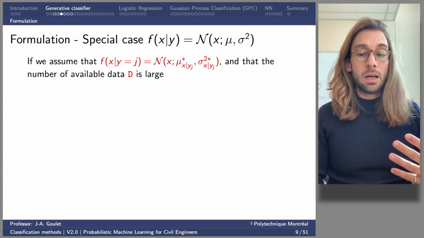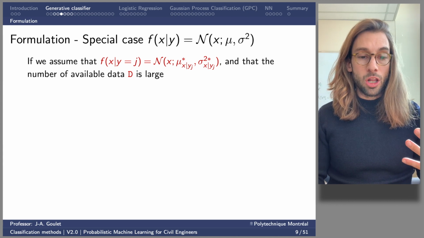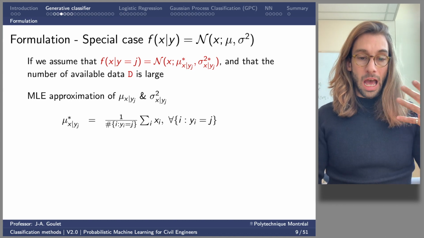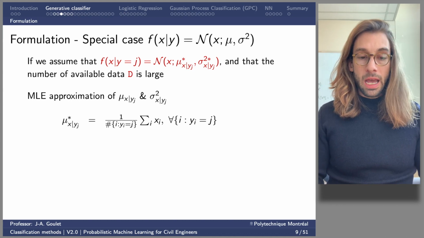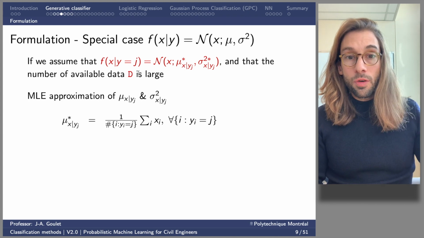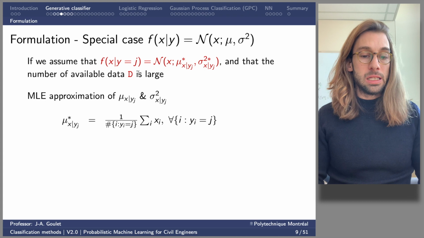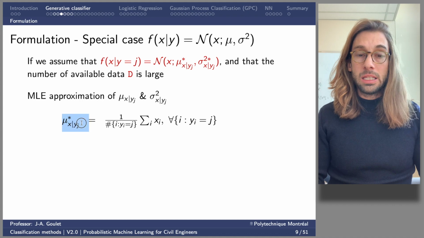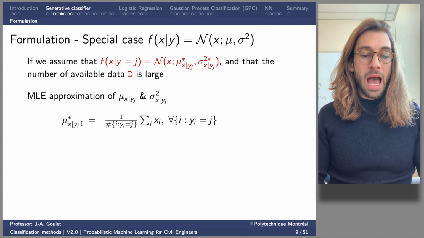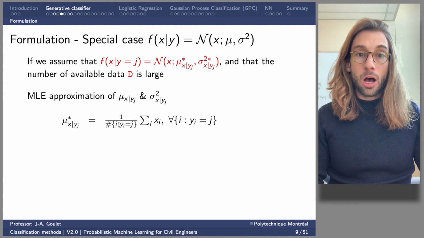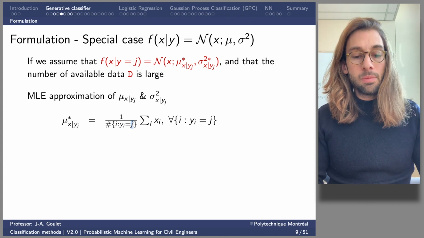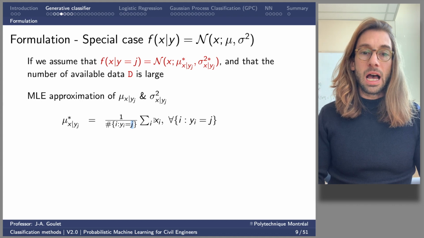If my data is fairly large, so I have a large D, it's going to be appropriate to use an MLE, a maximum likelihood approximation. Again, when I say D is large, I should further specify that the number of independent data is large. So in that case, I can approximate my MLE estimate for the expected value as 1 over the number of instances where my observed class equals j, times the sum of the xi, the covariate values.